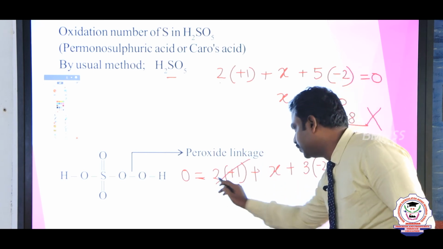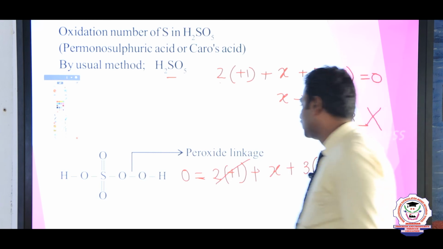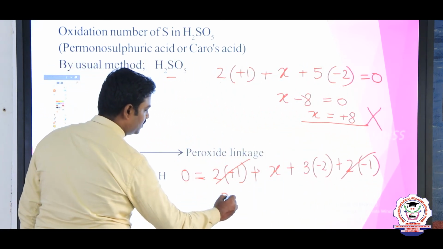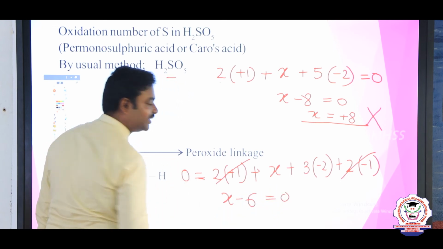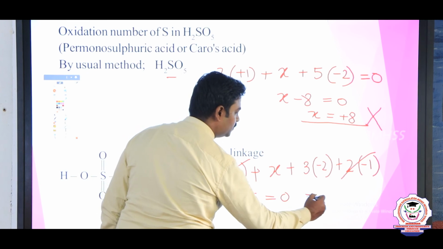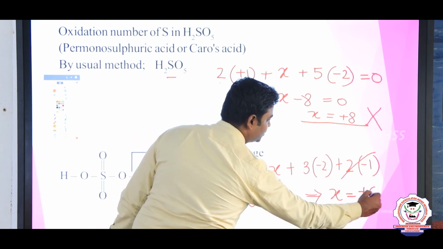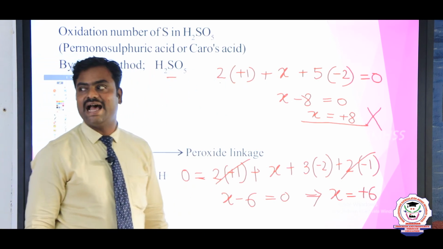See, plus 2 and minus 2 can be cancelled. What are the remaining values? X minus 6. So X minus 6 is equal to 0. What about X then? X is equal to plus 6. So this is the oxidation state of sulfur in Caro's acid.